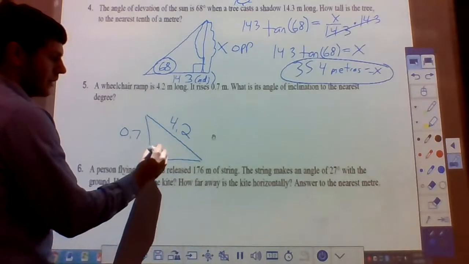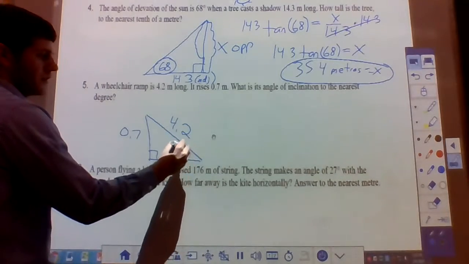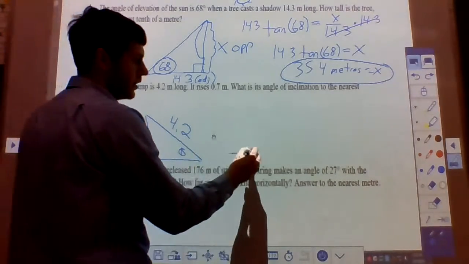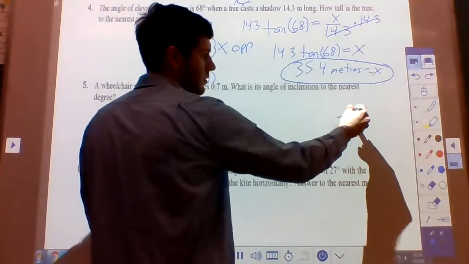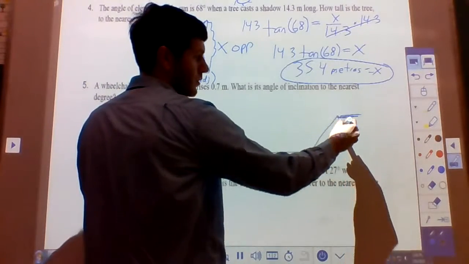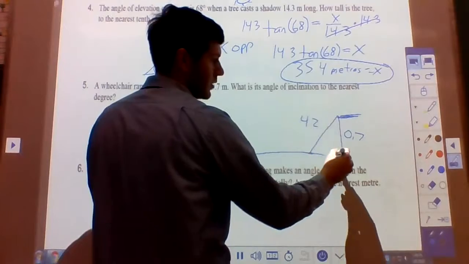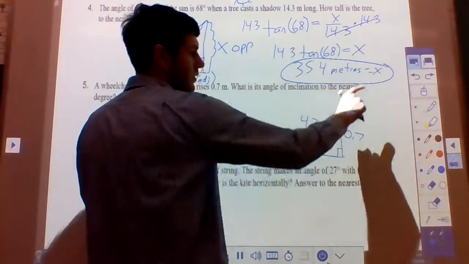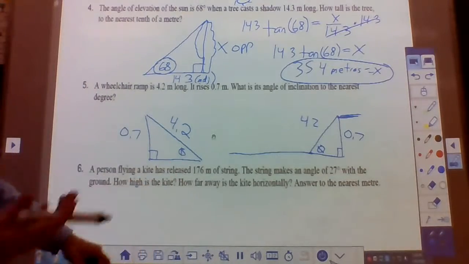So here's our right angle. So here's the ramp. Our angle of inclination is this one right here. We can't see this again. Here's the ground. Say we have a door that's elevated. Okay, a ramp is going to take us from the ground up to the door. If it goes up 0.7 and the ramp is 4.2 meters, here's our right triangle. The angle of inclination would then be here. Okay, which is exactly what we have. We just have it flipped the other way.